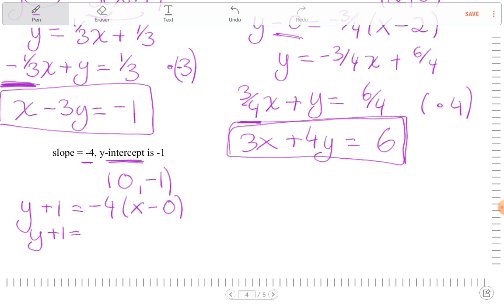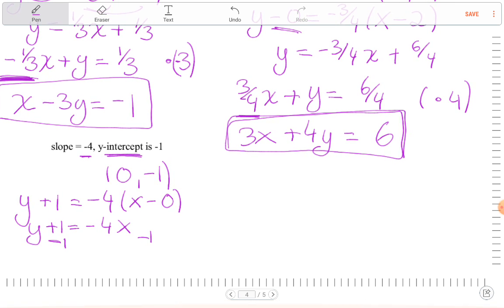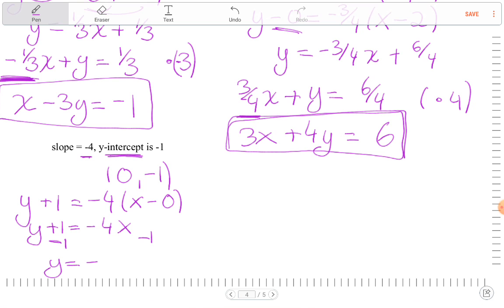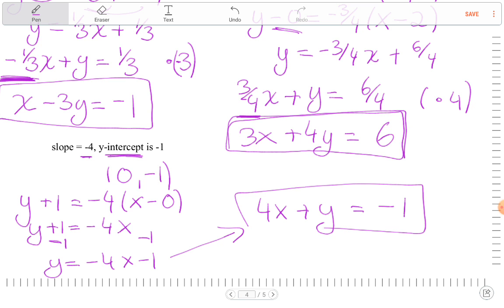Y plus 1 equals -4x. And -4 times 0 actually is 0, so I don't need it. I'm going to subtract my 1 on both sides. That gives me y equals -4x minus 1. And then to bring this into standard form, I'm going to bring the -4x over by adding 4x. And left over is your -1. Here's your line in standard form using a point and a slope.